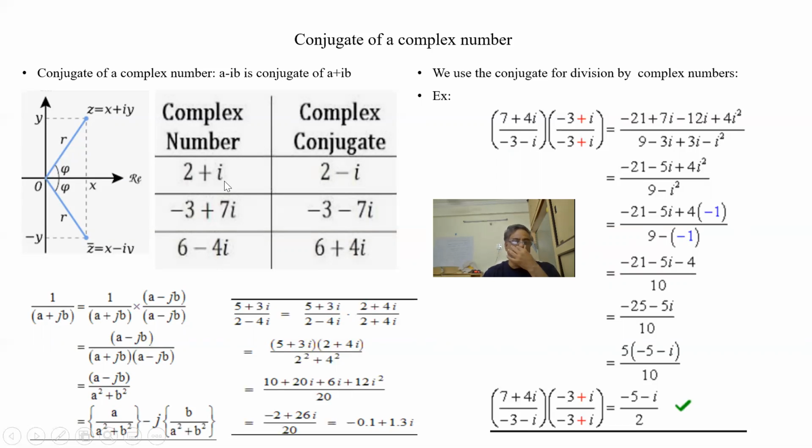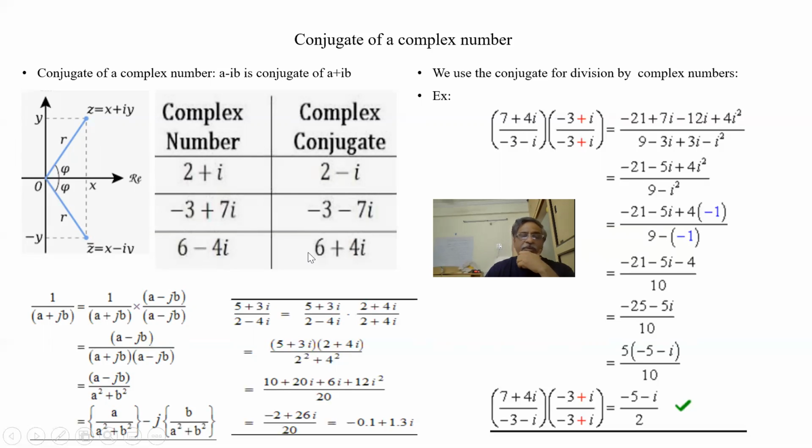Suppose 2 plus i is there. What is the conjugate? 2 minus i. Minus 3 plus 7i: the conjugate is minus 3 minus 7i. So minus 3 will not change, X remains. This is minus 3, let us assume, and this is 7i, so the mirror image will come here. So minus 1 is plus: 6 minus 4i comes to 6 plus 4i.